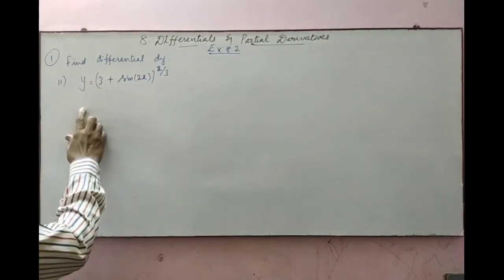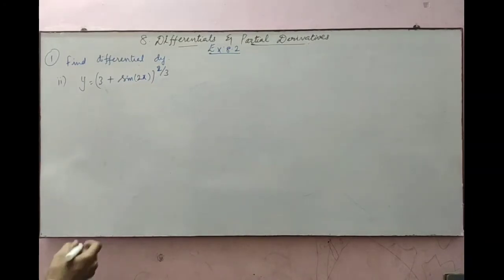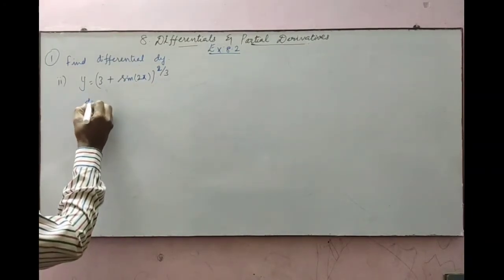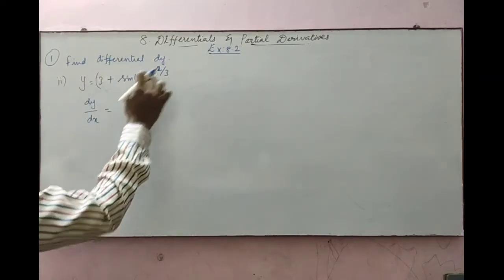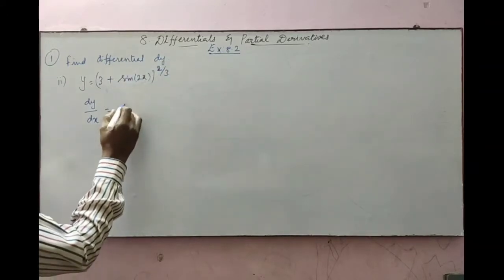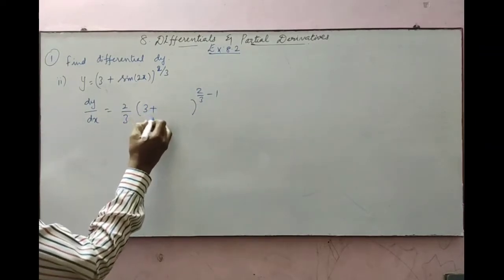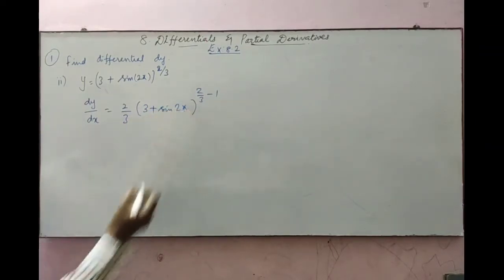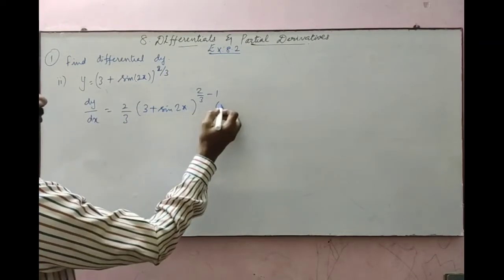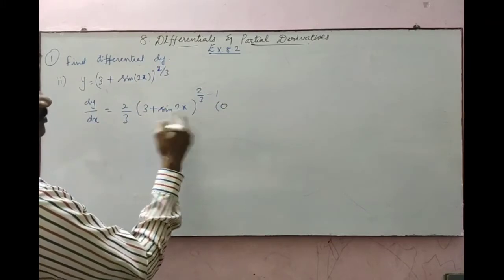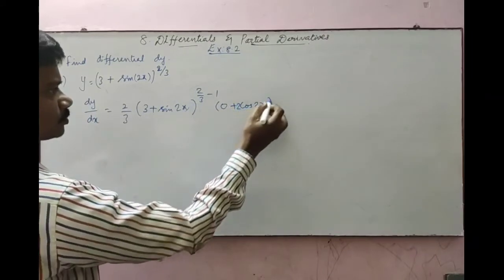Then the second subdivision is y is equal to (3 plus sin 2x) whole power 2 by 3. Here also I am going to differentiate this with respect to x. So you will get dy by dx equal to, treat this whole thing as x power 2 by 3, that is x power n means n into x power n minus 1. So here the x is 3 plus sin 2x, into differentiation of this 3 plus sin 2x. If you differentiate the 3 you will get 0. Sin 2x differentiated gives plus cos 2x into differentiation of 2x, which gives 2.